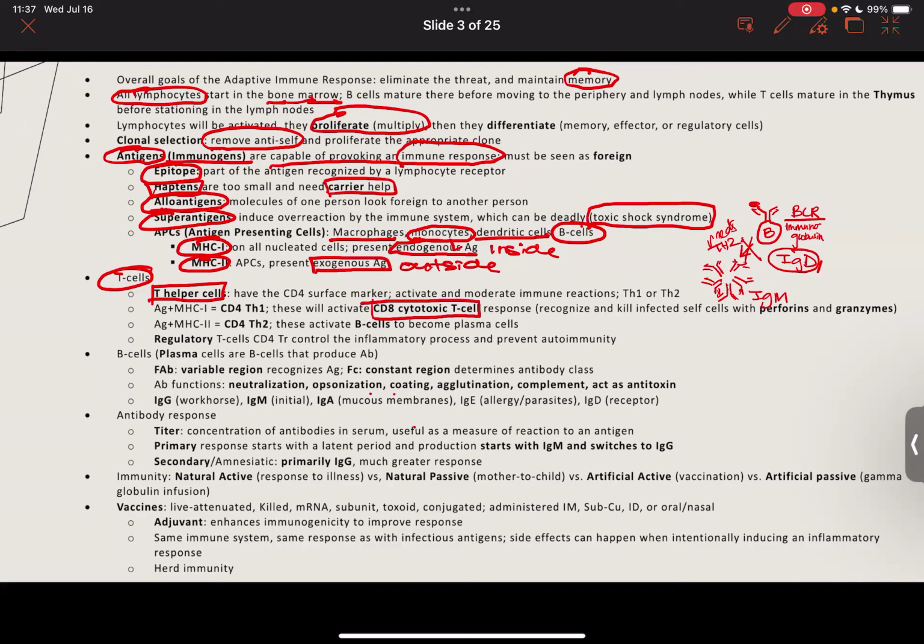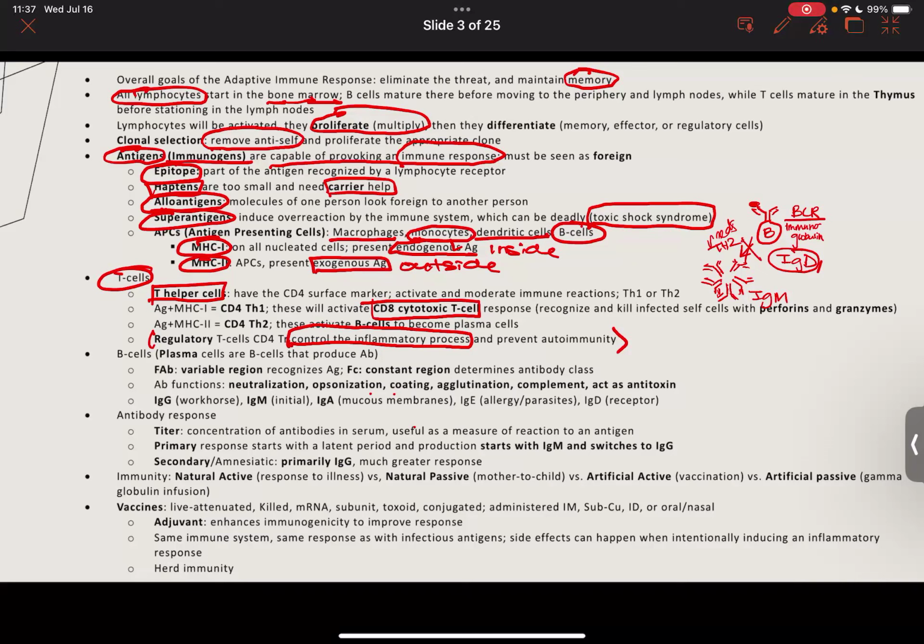Those are our main types. Yes, we have memory, and yes, we have regulatory. I'm way less concerned with that, okay? But the regulatory ones, whatever kind of lymphocyte you are, whether you're a regulatory B cell or T cell of any kind, the regulatory guys basically control inflammation. That's their whole point. The regulatory guys keep things from getting out of control.